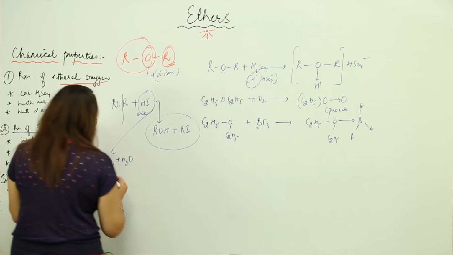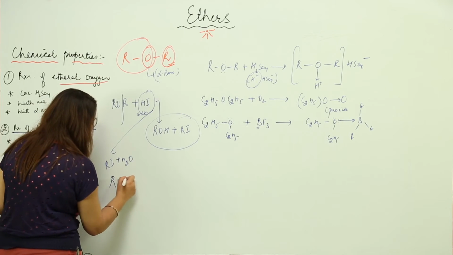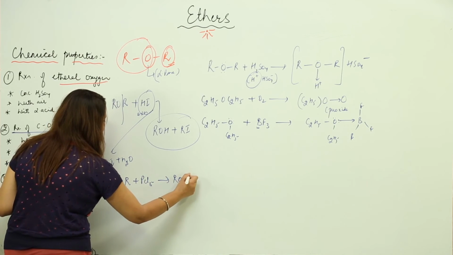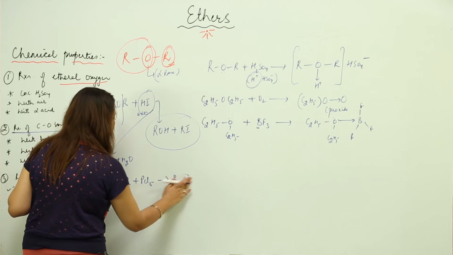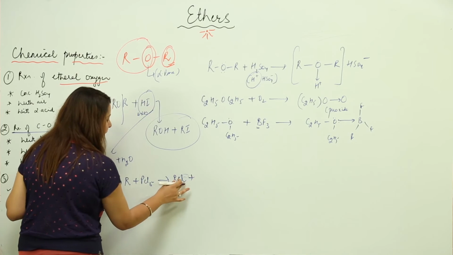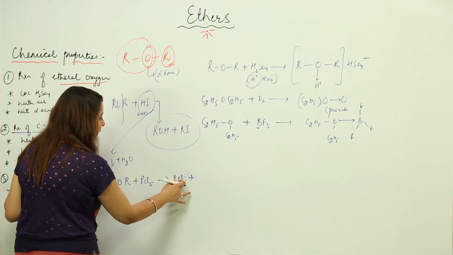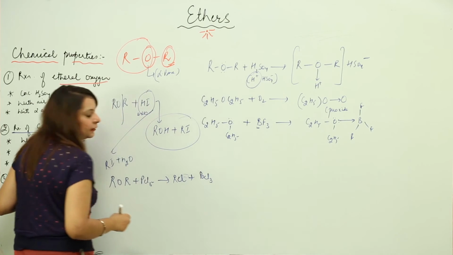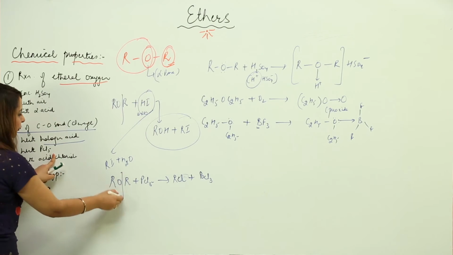Similarly, we can show the cleavage with PCl5. Suppose I have ether and I have PCl5, then what am I going to get? I am going to get again an alkyl halide, that is the alkyl chloride actually, and along with that we will get POCl3. So this is again a cleavage, right?